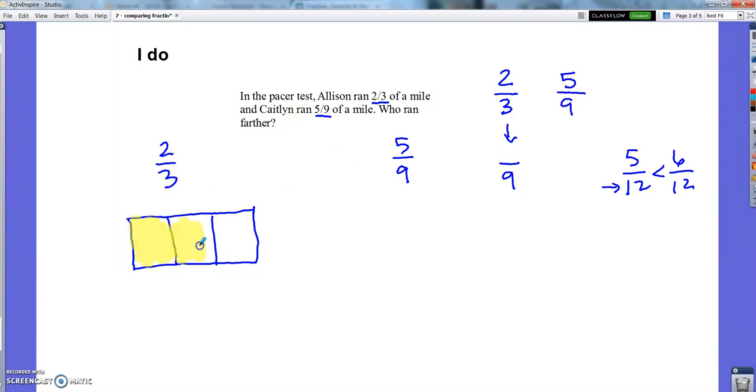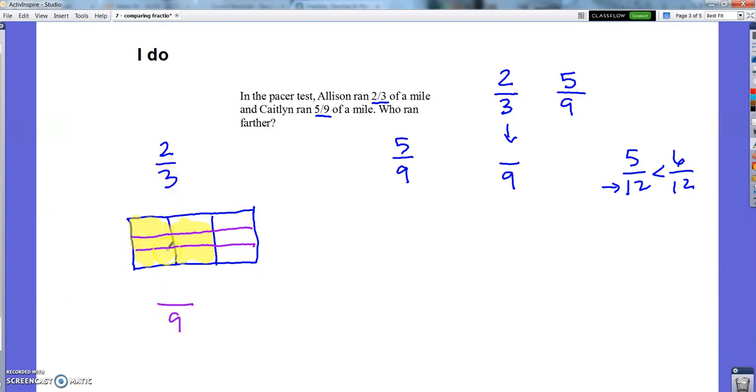1, 2/3. And then I'm going to partition it the other direction. So I'm going to partition, which means sort of cut it the other direction to make it into 9ths. So if I partition it once, I'm going to have 6 parts. So that's not enough. So if I partition it twice, now I have 1, 2, 3, 4, 5, 6, 7, 8, 9 parts.